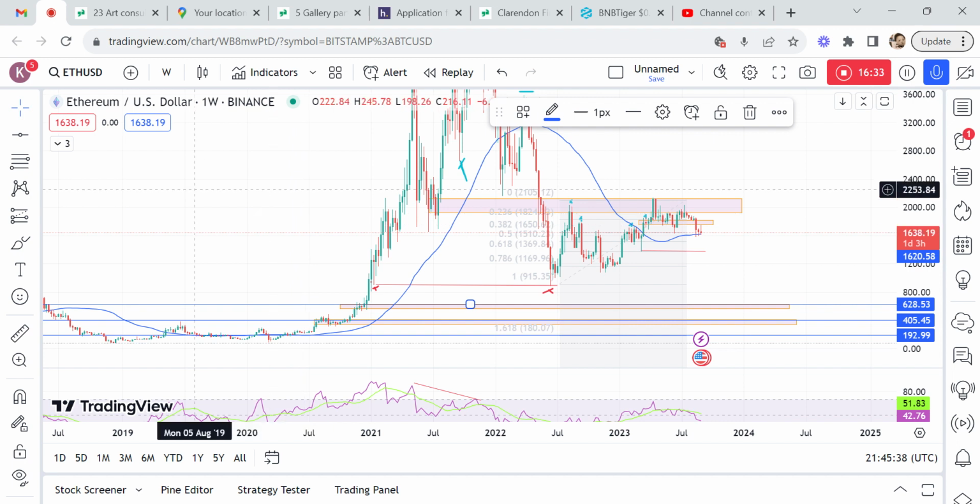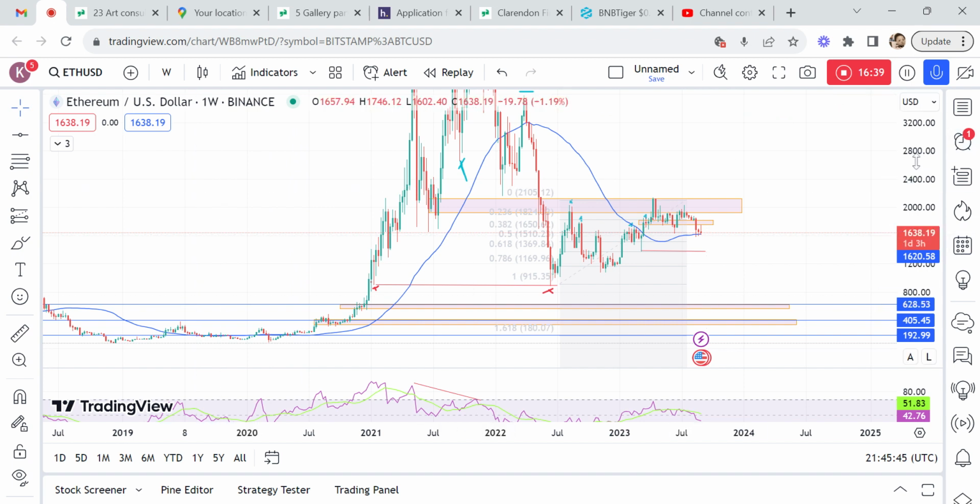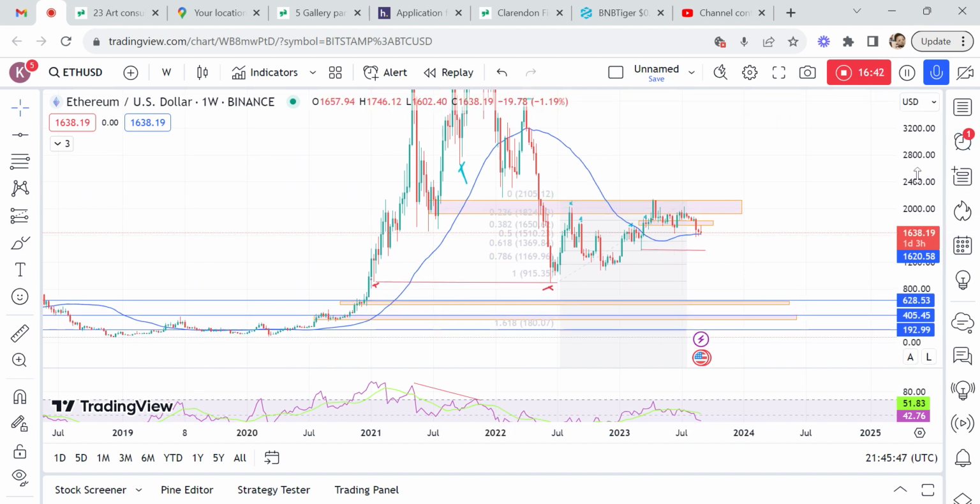Okay. So right now I have three levels I'm looking at for Ethereum. From my analysis, Ethereum is likely to get to $192. Sounds ridiculous. It's likely to get to $192. All right. And maybe possibly below, because this is a double bottom here. Why am I saying possibly below?